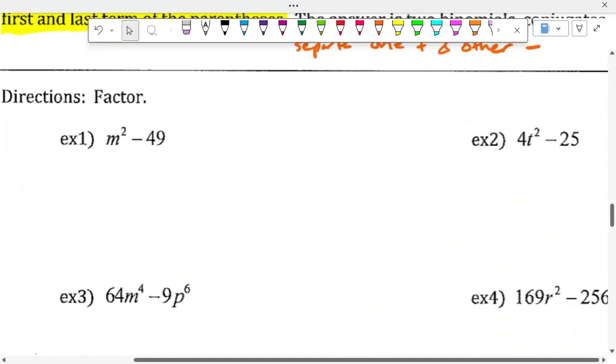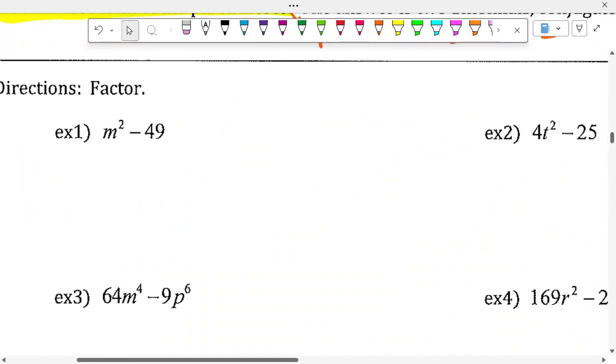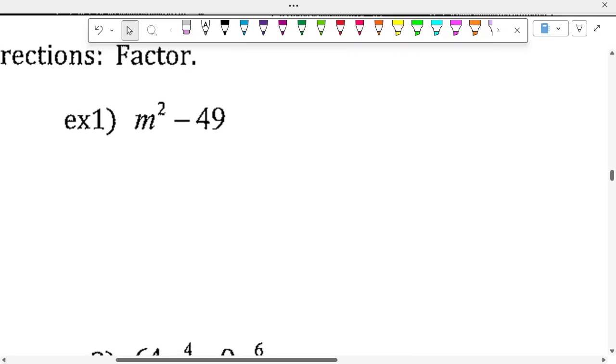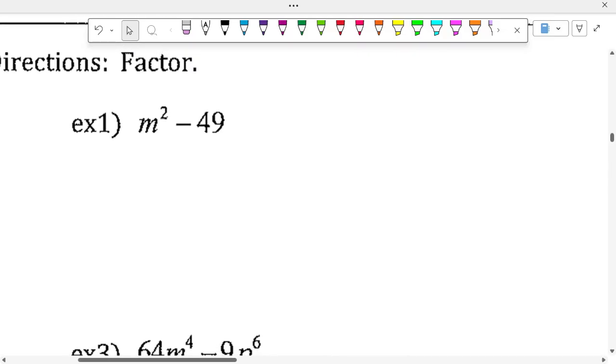All right, so let's look at example 1. First off, is m squared a perfect square? Yes. Is 49 a perfect square? Yes. Are they being subtracted? Yeah. So we have a difference of two squares. So we have a squared minus b squared.